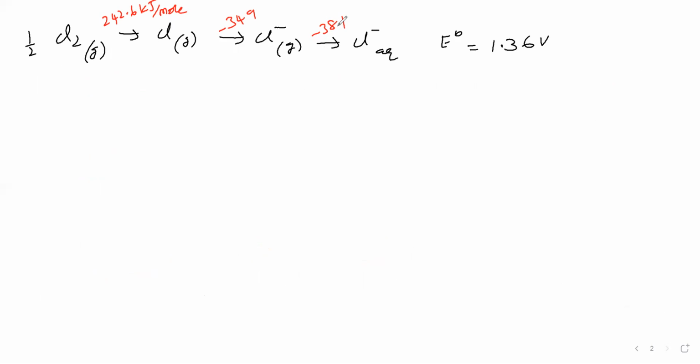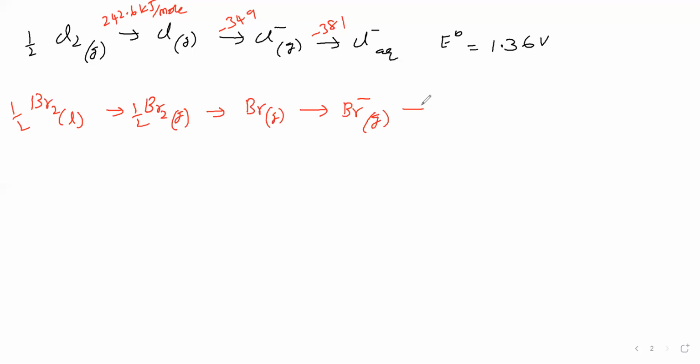Next, we will take bromine. Bromine is in liquid state. First, we will convert this into gaseous state. Then we will convert this into atoms, that means dissociation of the bond. Then we will convert into Br minus gas, then hydration, therefore Br minus aqueous. For this, we will see E naught. E naught for bromine is 1.09 volt.